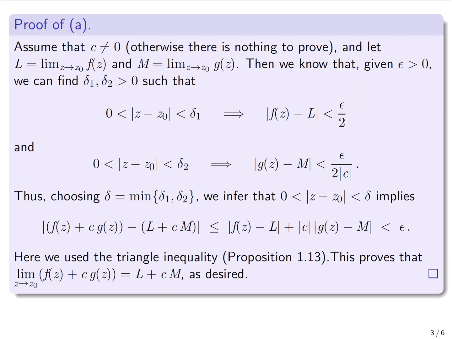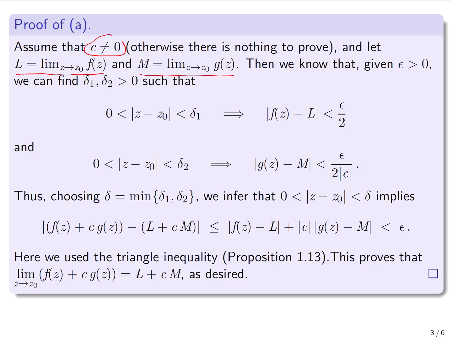And now as an example, let's try to prove the sum rule, which says that the limit of a sum equals the sum of limits, even with the multiplication by a constant. And you can clearly see that when c equals 0, there's really nothing to prove because you only have one term. Now assume that c is not equal to 0. So we have this assumption, c not equal to 0. And let the limit of the function f(z) equal L and the limit of the function g(z) equal M.